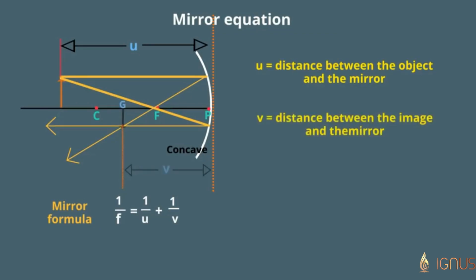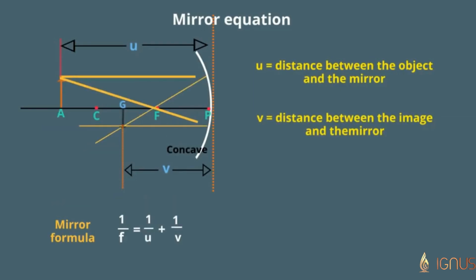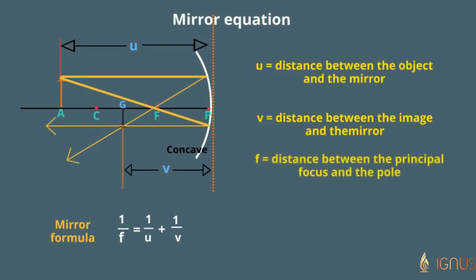V is the distance between the image on the mirror. Let's name this point as G. So V is nothing but the distance between the points G and P. And F is the focal length, which is the distance between the principal focus and the pole. So this distance is equal to F. Note that all the distances are measured from the pole of the mirror and not from some other point on the mirror.